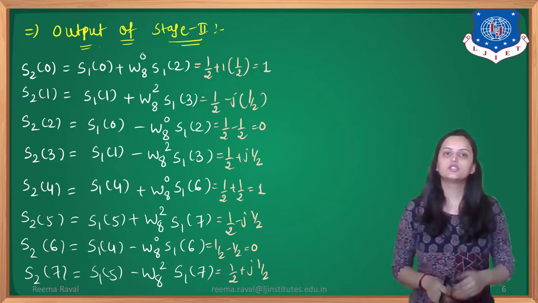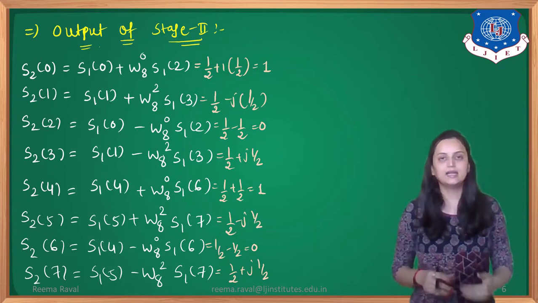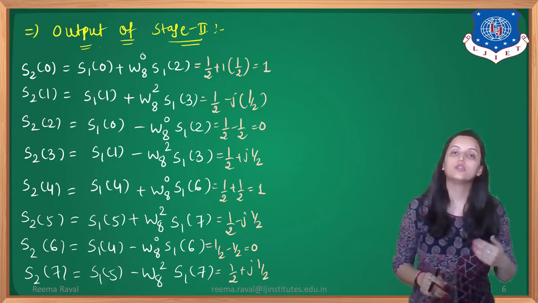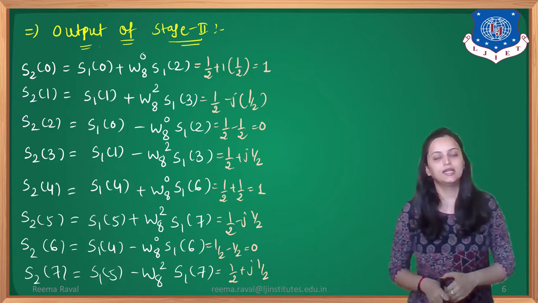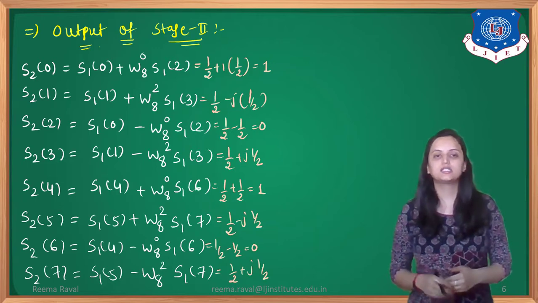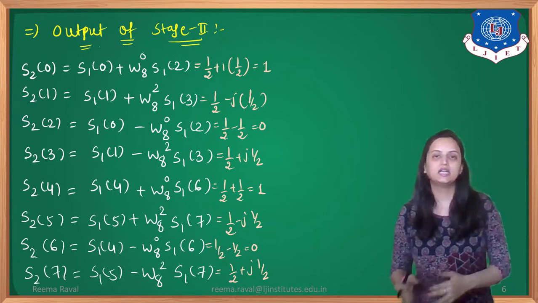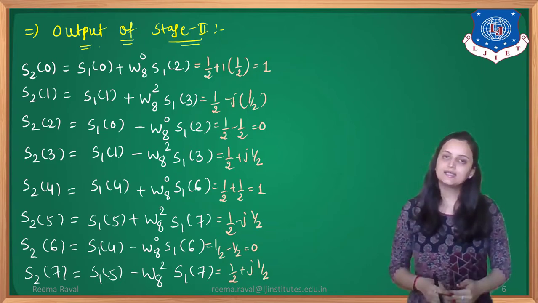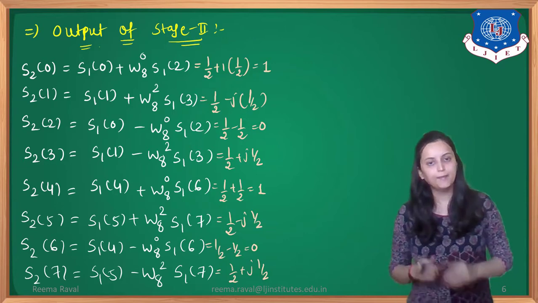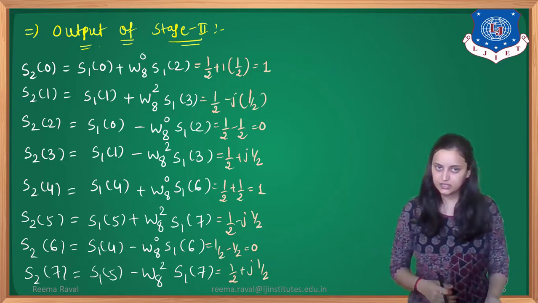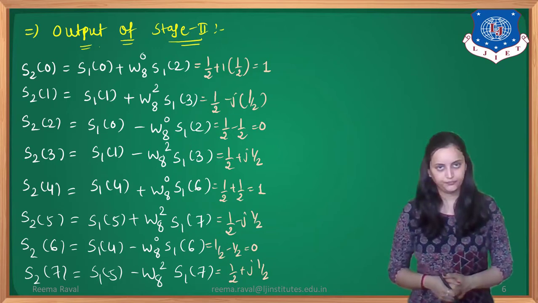S2 of 4, that is S1 of 4 plus W at 0 S1 of 6, that is 1 by 2 plus 1 by 2 equals 1. Next is S2 of 5, that is S1 of 5 plus W at 2 S1 of 7, that is 1 by 2 minus j 1 by 2. Next is S2 of 6, that is S1 of 4 minus W at 0 S1 of 6, that is 1 by 2 minus 1 by 2 equals 0.